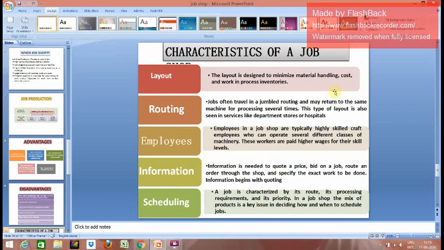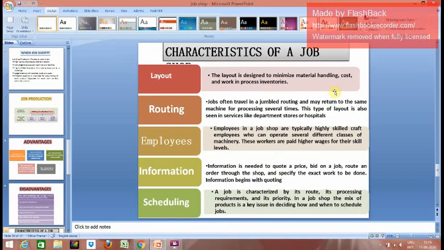Then the routing. The jobs must often travel in a jumbled routing. It may return to the same machine for processing several times. This type of layout is also seen in services like department stores or hospitals. Employees. Employees in a job shop are typically highly skilled craft employees who can operate several different classes of machinery. These workers are paid higher wages for their skill levels.